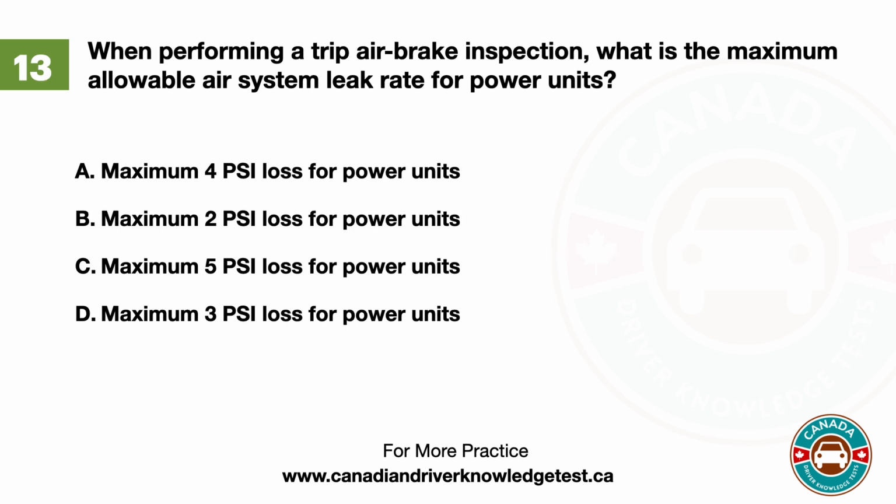Question 13. When performing a trip air brake inspection, what is the maximum allowable air system leak rate for power units? A. Maximum 4 psi loss for power units. B. Maximum 2 psi loss for power units. C. Maximum 5 psi loss for power units. D. Maximum 3 psi loss for power units. The answer is A. Maximum 4 psi loss for power units.